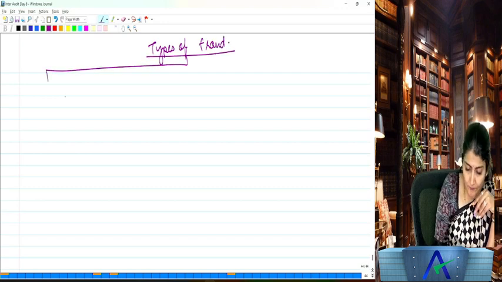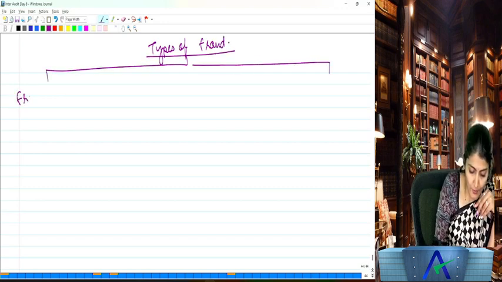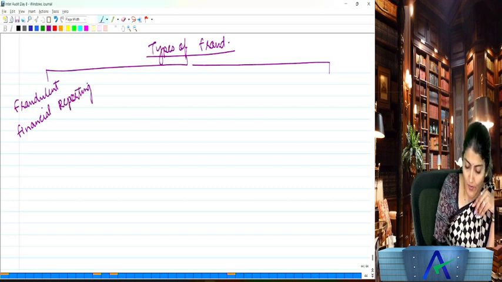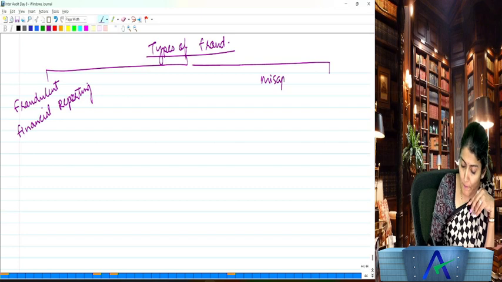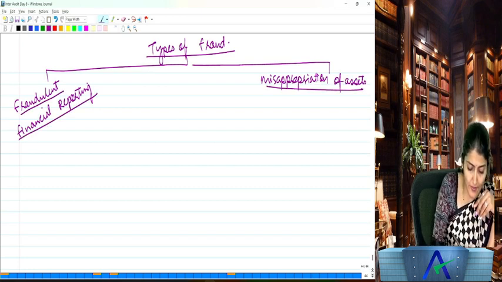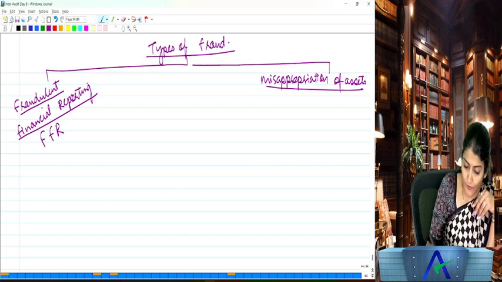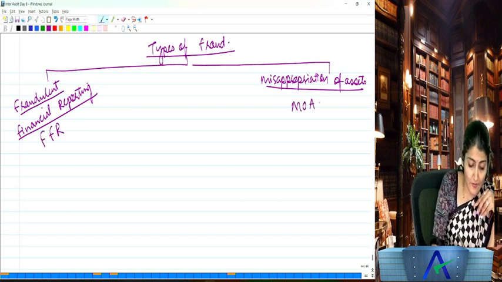It is the fraudulent financial reporting, or it is the misappropriation of the assets. Is it right, everyone? It is the fraudulent financial reporting, or it could be the misappropriation of the assets. What did we discuss right now?